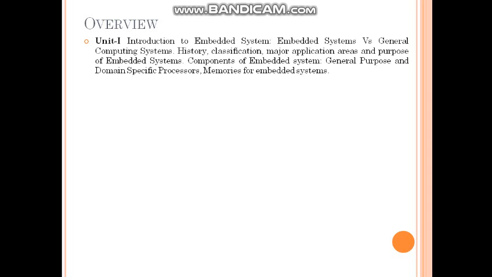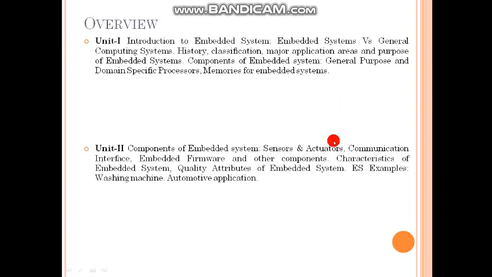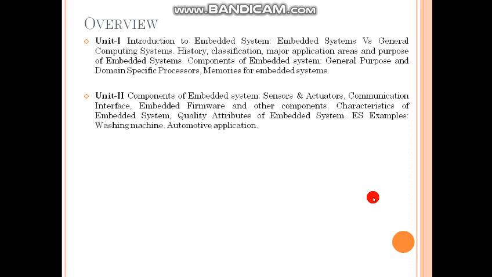Then we also discuss some components of the embedded system. There are components like general purpose and domain specific processor. We also discuss the memories of the embedded system. So in short, unit number 1 is simply an introductory part of the complete embedded system, and after completing unit number 1, we will switch over to unit number 2.